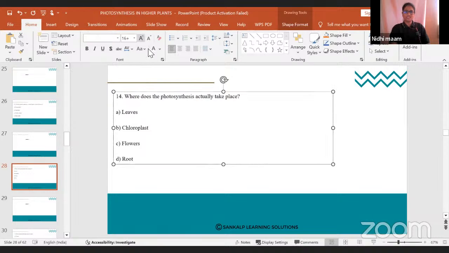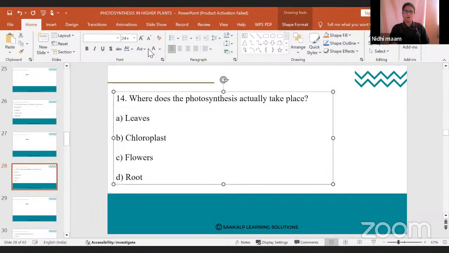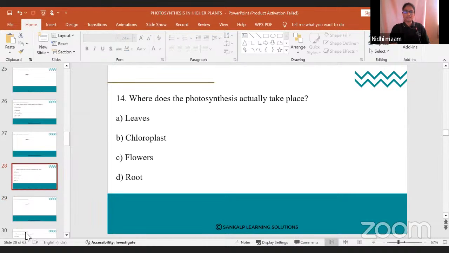Where does photosynthesis occur? Shashank answered it. Shadap Tolagi, Damanna are active on YouTube. Good. Shrikant, Ammu answered it. Pooja answered it. Most of you voted for option A, leaves. Some of you voted for option B. Few of you voted for option D, root. Photosynthesis does not happen in roots. So the right answer here is option B, that is chloroplast.